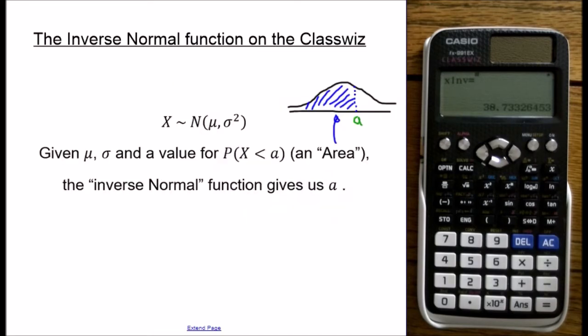Quick summary of that. Inverse normal function on the ClassWiz, we tell it what the mean and the standard deviation is, and we give it an area or a probability, and it gives us A. Importantly, the probability for this function needs to be in this form: our random variable less than a certain value. There are some trickier questions that have come up where we're given probabilities in different ways, and we have to manipulate them so that they look like this before we can plug them into a calculator.